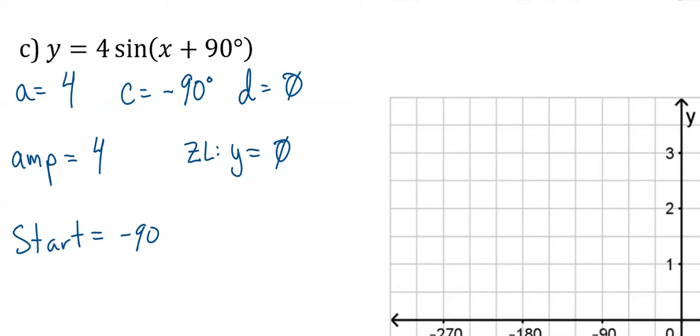So that's what I got when I fill them in. The amplitude is 4. It comes from that 4 out front. C is negative 90. Remember, it has the opposite sign, so that's a shift to the left, 90. And D is 0 because it's plus nothing. Plus 0, there isn't anything written there. So my amplitude is 4, my 0 line is y equals 0, and my start is negative 90.